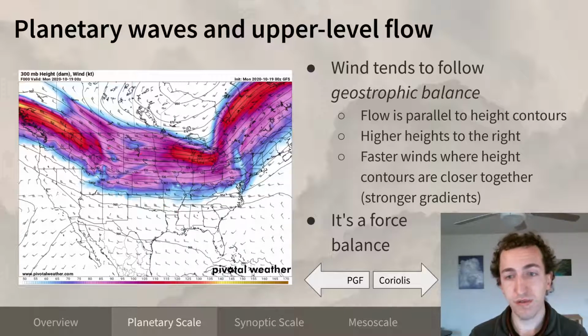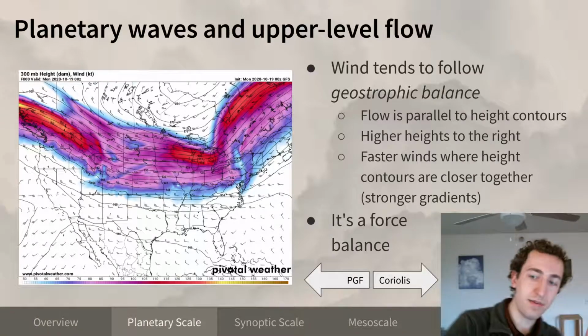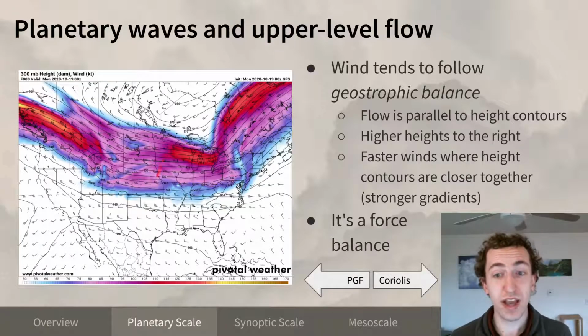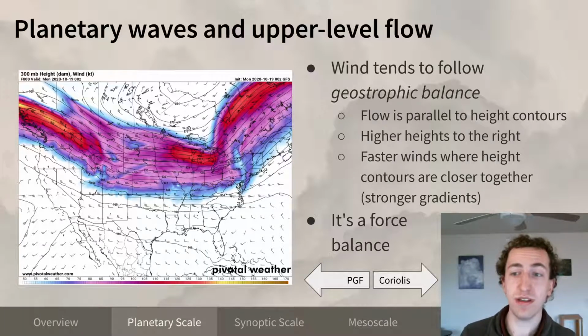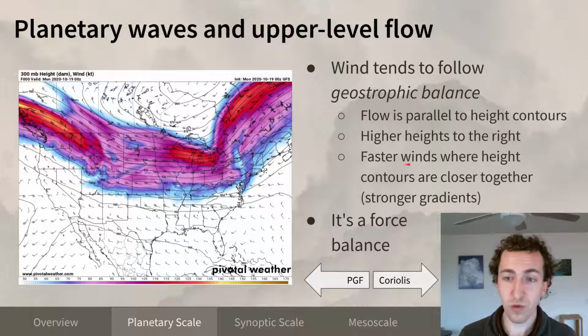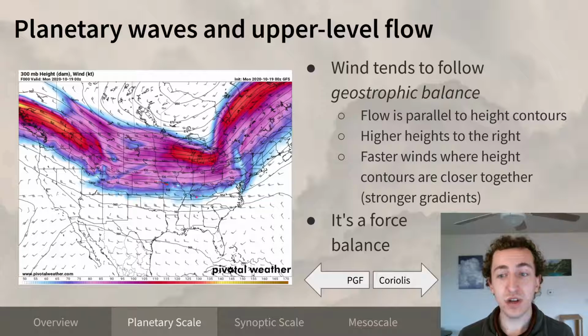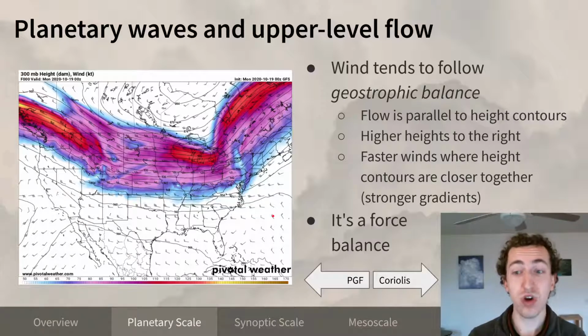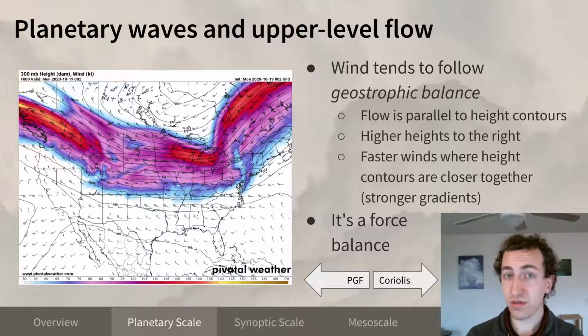And so we notice if we're following the flow, that means if we sort of are going, let's see, I make sure I'm following and going that way with it, it's to our right, the higher heights, and our lower heights are to our left. And the final point about geostrophic balance is that faster winds, you can sort of see these brighter colors, tend to occur where the height contours are closest together, where we have stronger gradients. So those are the 3 points that are important about geostrophic balance.